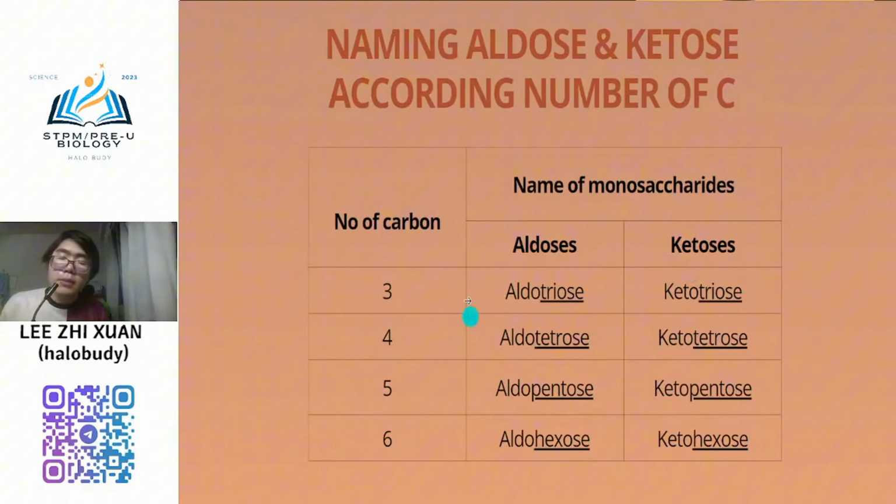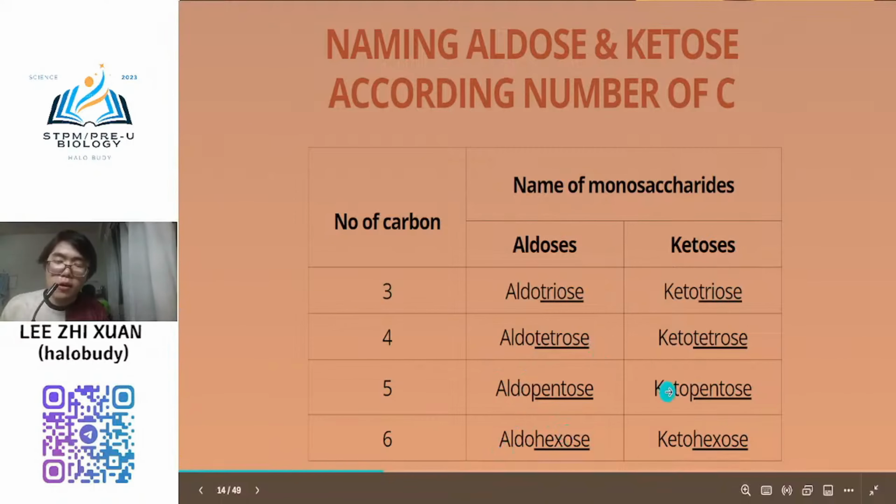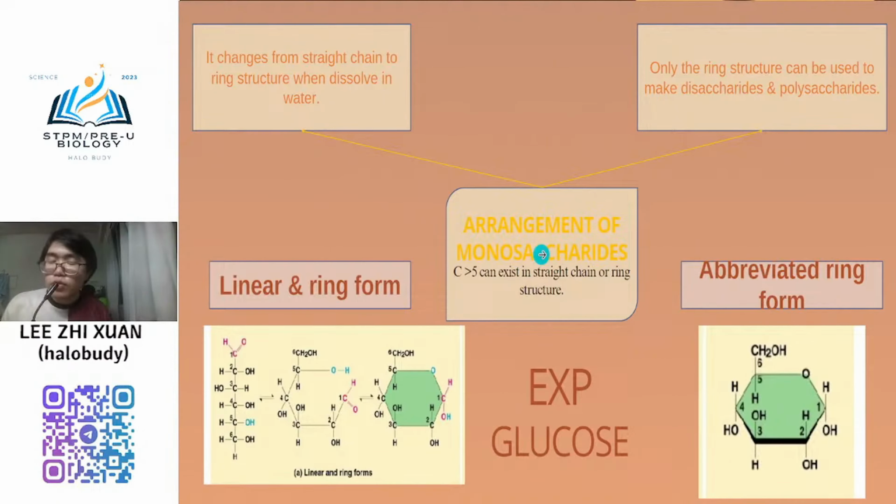If you are naming like this, this is just a general name. If there are 3 carbons and it is an aldose sugar, we know it as aldotriose. And for ketose, it is ketotriose. Similarly, aldotetrose, aldopentose, aldohexose. These are the general basic names and arrangement of the monosaccharide.